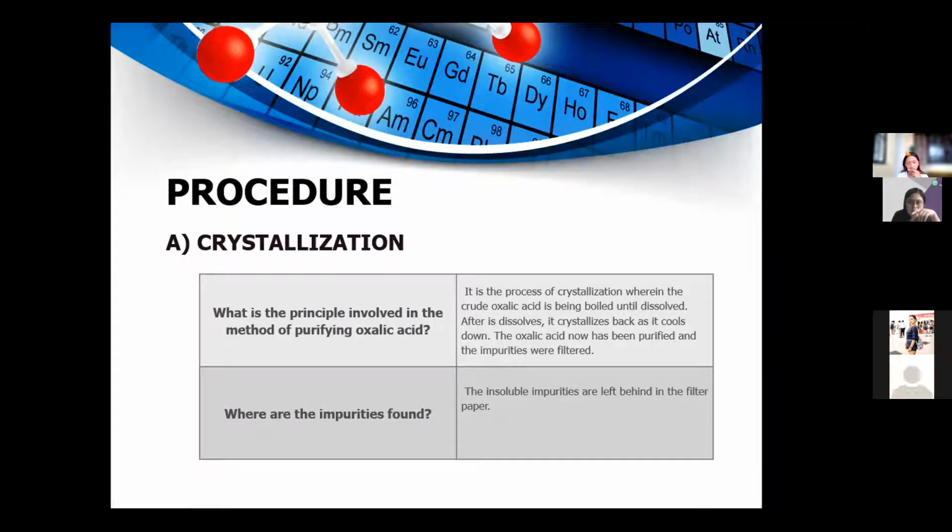What is the principle involved in the method of purifying oxalic acid? It is the process of crystallization wherein the crude oxalic acid is boiled until dissolved. After it dissolves, it crystallizes back as it cools down. The oxalic acid has now been purified and the impurities were filtered. Where are the impurities found? The insoluble impurities are left behind in the filter paper.